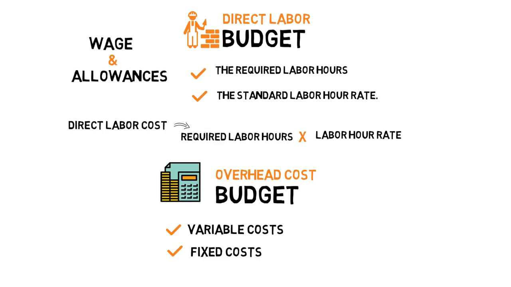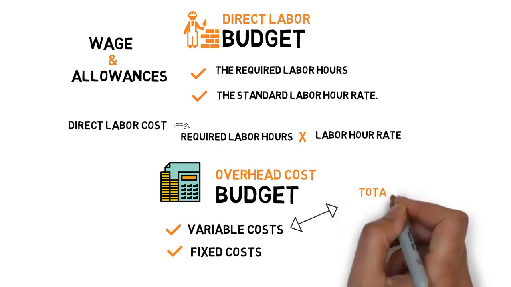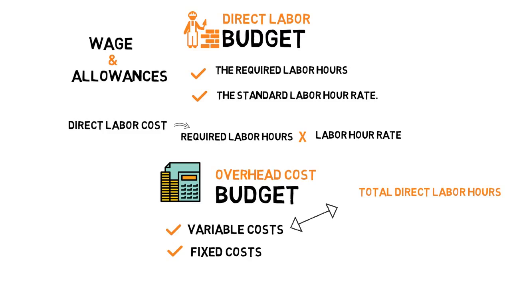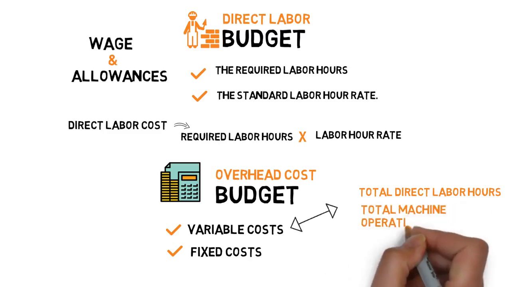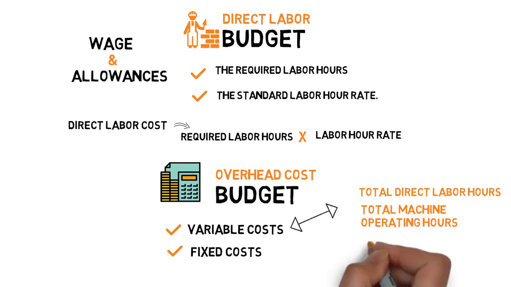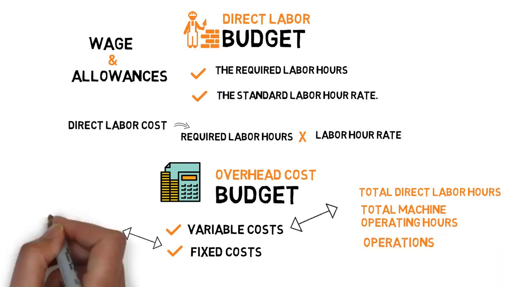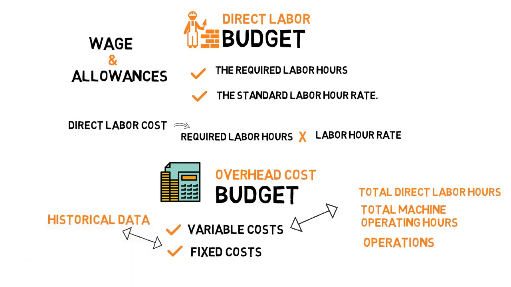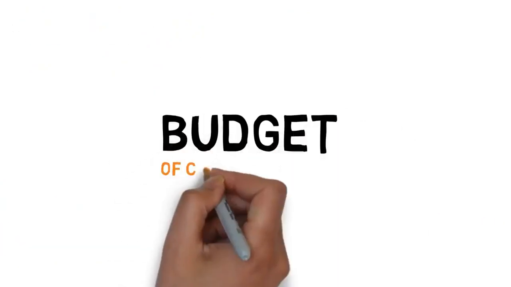The rate of variable overhead cost can be estimated based on the total direct labor hours, total machine operating hours, or based on the operations. While total fixed overhead costs can be estimated based on historical data. After gathering the total cost amount, the non-cash overhead cost will also be separated to determine the cash overhead costs. This will take us to the budget of cost of goods sold.